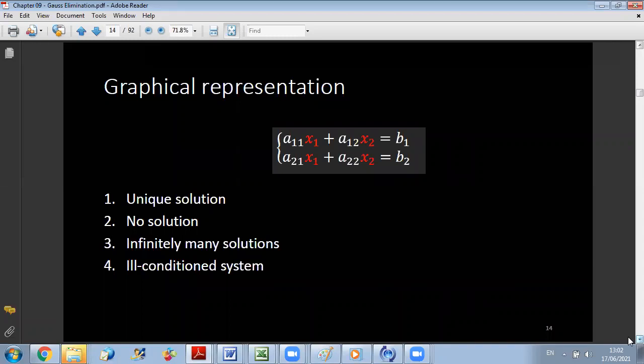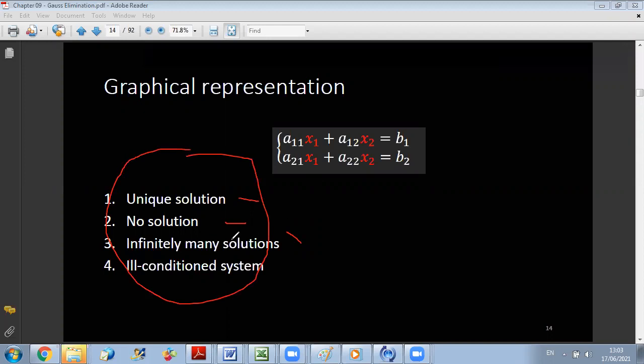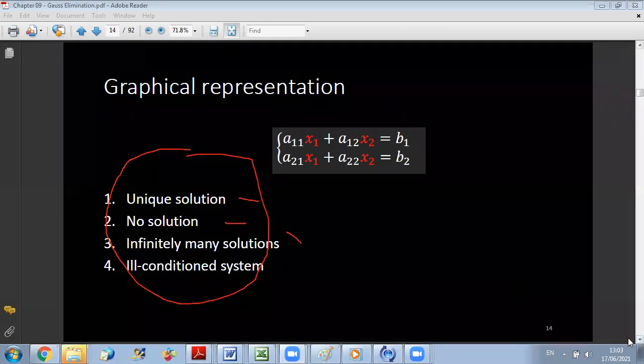We will start with the easiest system: two equations with two unknowns. In this case, we have four possibilities. We can have a unique solution, no solution, infinite solutions, or an ill-conditioned system. To understand the difference between these four, we will do a graphical representation of these two equations to see what possibilities of solutions we might have.